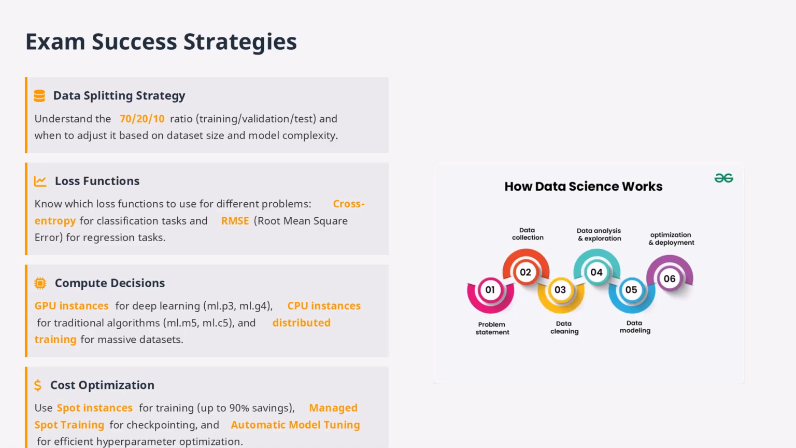Here's a typical exam question. Your deep learning model training takes 48 hours and costs $2,000. How do you improve performance and reduce cost? Answer: SageMaker with distributed GPU training plus spot instances. Performance doubles. Cost drops 70%.